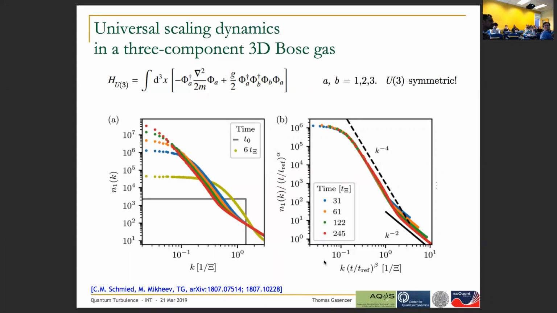So now, once you have this scaling evolution, you can rescale the curves on top of each other and then determine the exponents. It's actually possible in a very nice way. In this example, you get a k to the minus 4 power law for this overpopulated scaling function, for this shape of the scaling function.